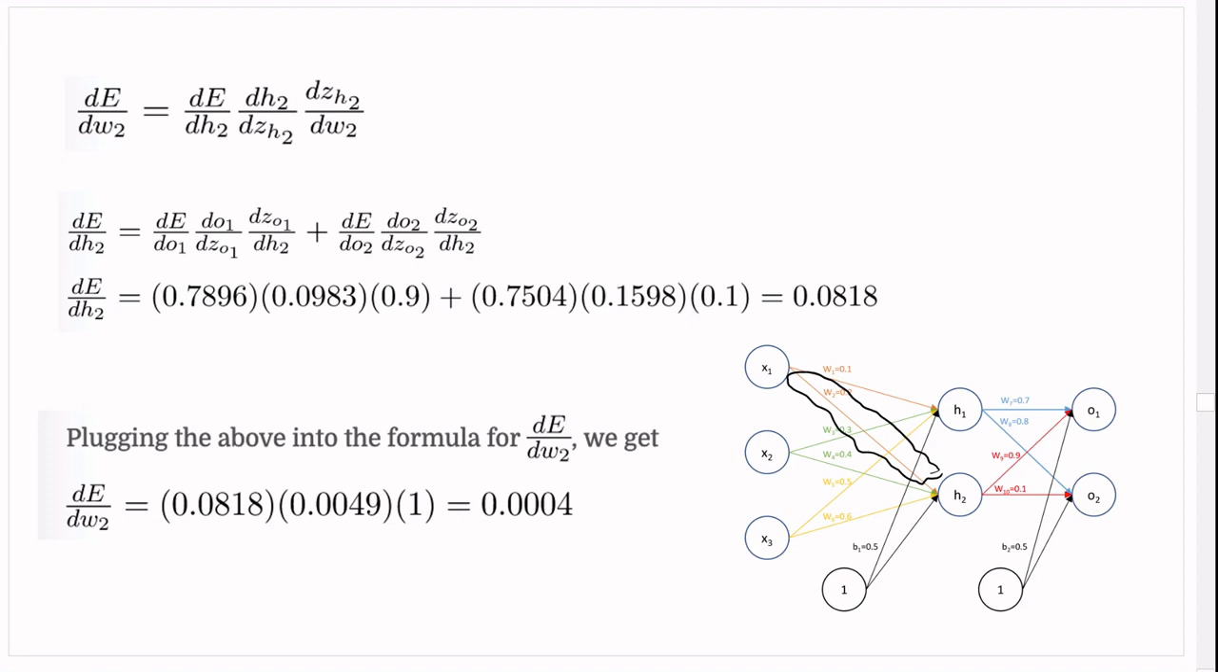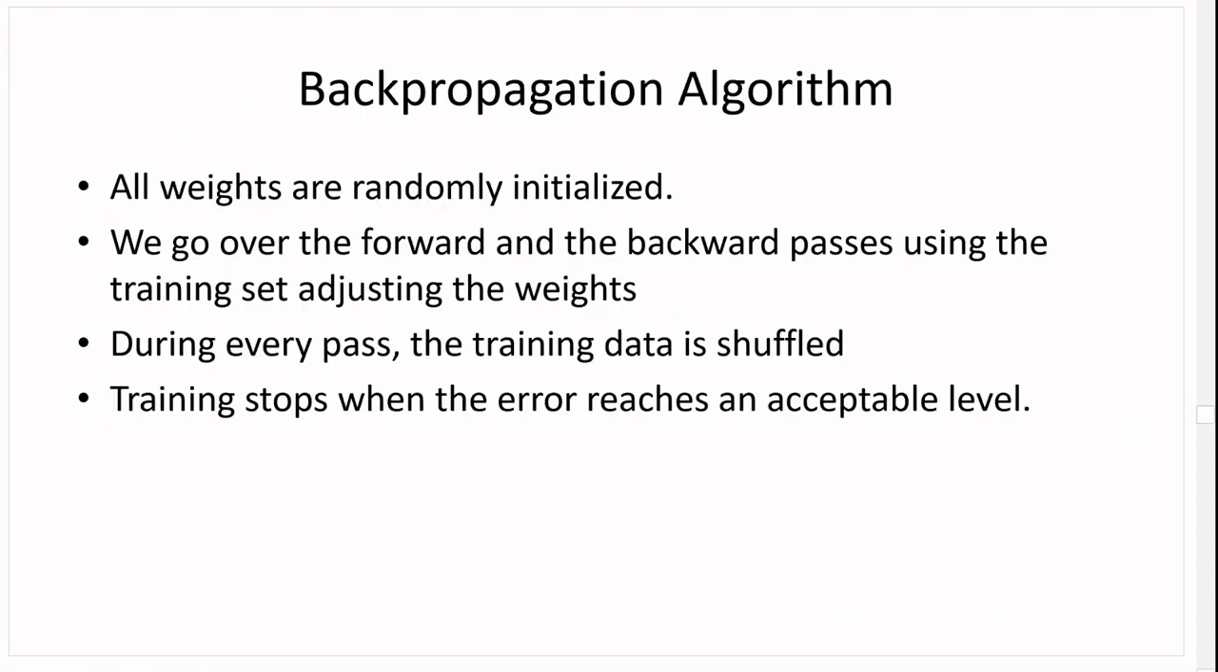You can go and look at that link, and in that link you will find that they have done the calculations for each and every weight. That way you will get a full picture of how each and every weight is changing. Based on this, one can summarize the backpropagation algorithm as follows. All weights are randomly initialized, and we go over the forward and the backward passes using the training set, adjusting the weights. During every pass, the training data is typically shuffled so that you don't present the same sequence of examples to the network. And the training stops when error reaches an acceptable level.